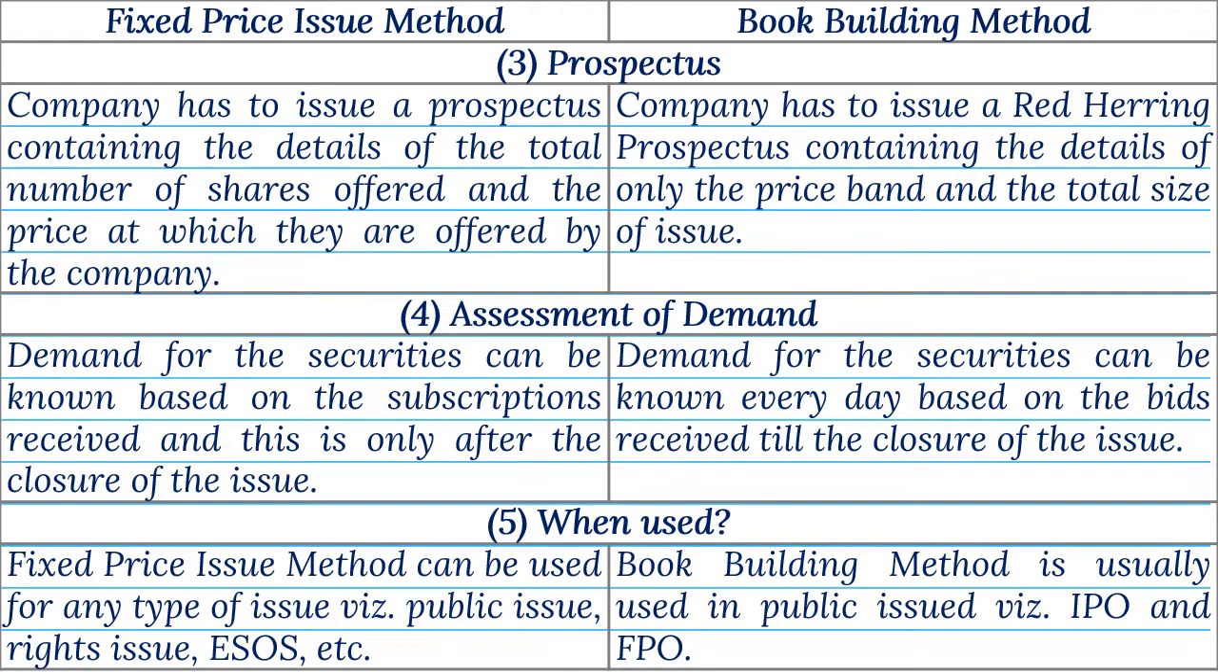5. When used. Fixed price issue method can be used for any type of issue, namely public issue, rights issue, ESOS, etc. Book building method is usually used in public issues, namely IPO and FPO.